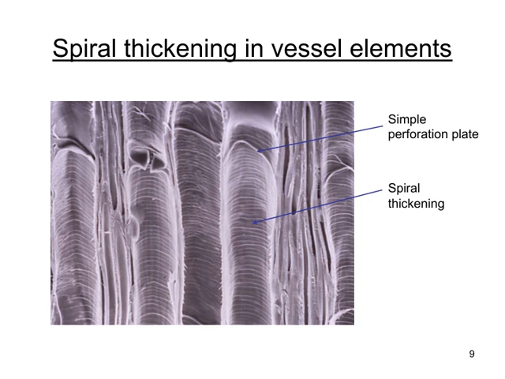When we talk about simple perforation plates, we're referring to the openings at the end of vessel elements that facilitate water movement between cells. The spiral thickening is often connected to these perforation plates, as it helps maintain the integrity of the vessel while allowing for efficient conduction. Overall, understanding these features helps us appreciate how plant vessels are specialized for optimal water transport, balancing strength and functionality in the plant's vascular system.